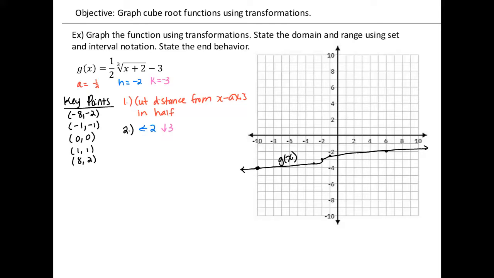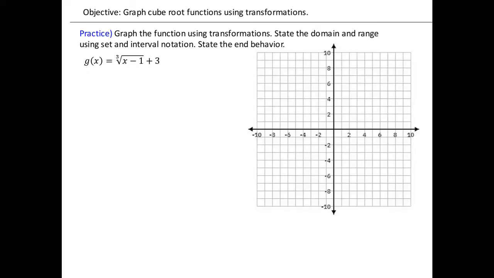If you look at this one, it's very smushed together, like a skinny version of it, and it's pointing to the sides. That was a compression, a vertical compression. We cut it in half. So now let's look at a stretch. Our next example is a stretch.